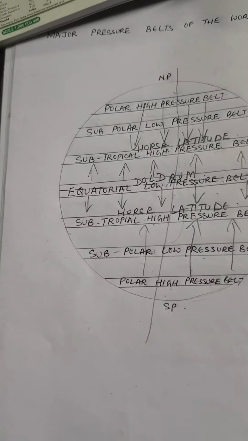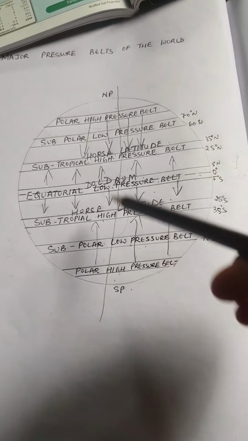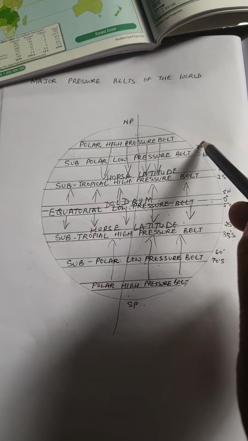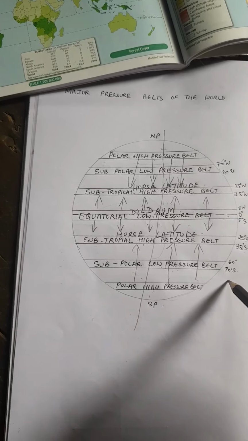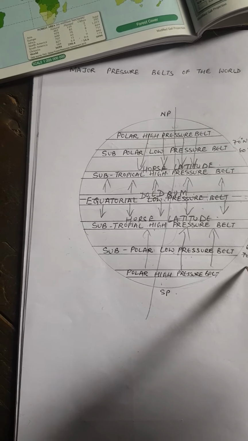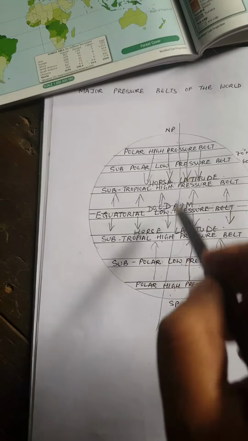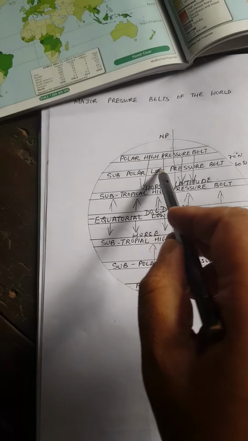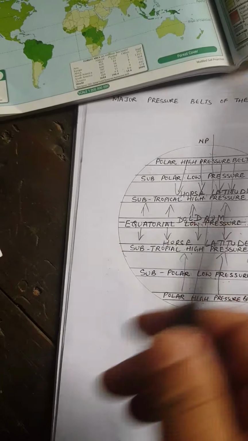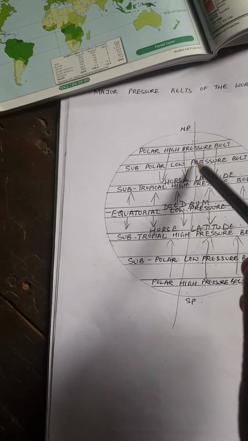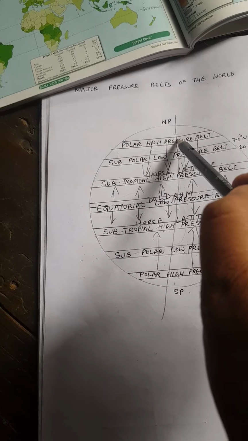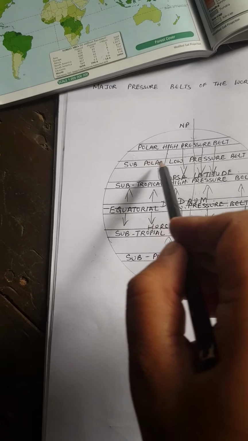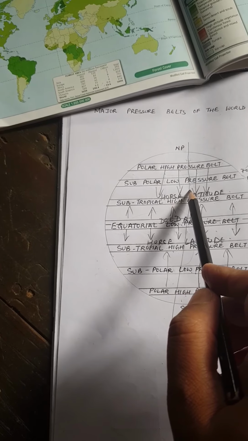Third one is the subpolar low pressure belt. It is found between 60 degree to 70 degree north and 60 degree to 70 degree south latitudes. Why the pressure is low over here is because of the rotational movement of the air. Because of the rotation, the air from here gets flung to the polar high pressure region in both the latitudes, creating an area of low pressure.